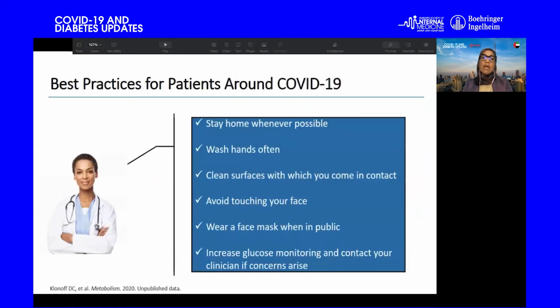So what are some of the basic principles of best practice that we can offer our patients? Staying at home whenever possible, making sure that they follow all the public health guidelines that have been reiterated so far, making sure that they wear a mask when they're in public areas, and making sure that we remind our patients at every opportunity to increase their glucose monitoring and get in touch with us when they need to, and not wait until they've got either an impending glycemic crisis or have developed other complications.